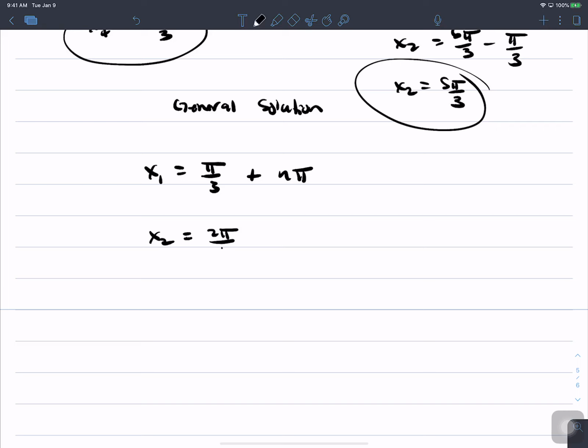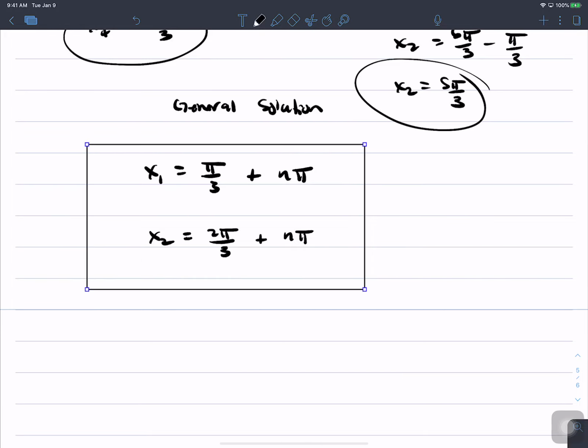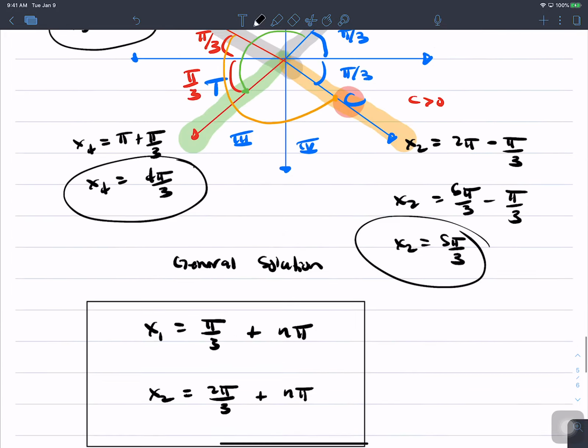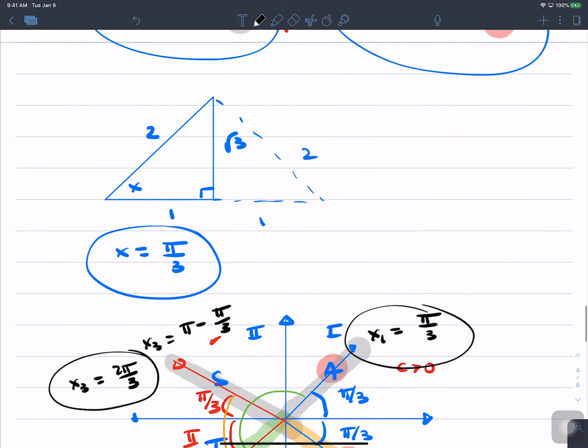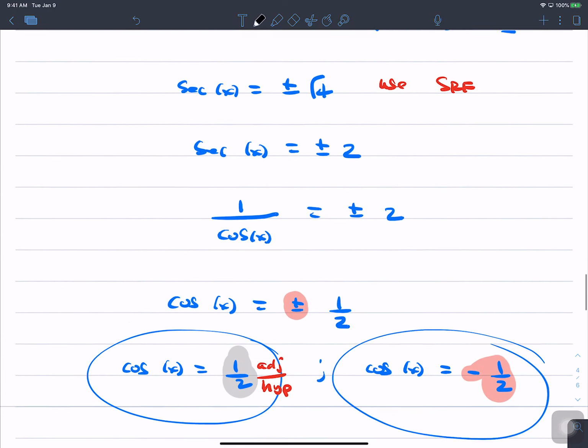Anyway, that's 2 pi over 3 plus another n pi. So this is the general solution, ladies and gentlemen, for where you have that derivative equal to 0. So these are the critical values.